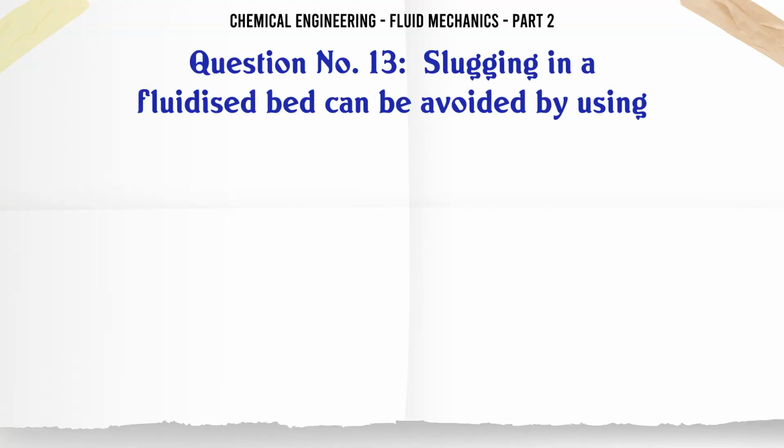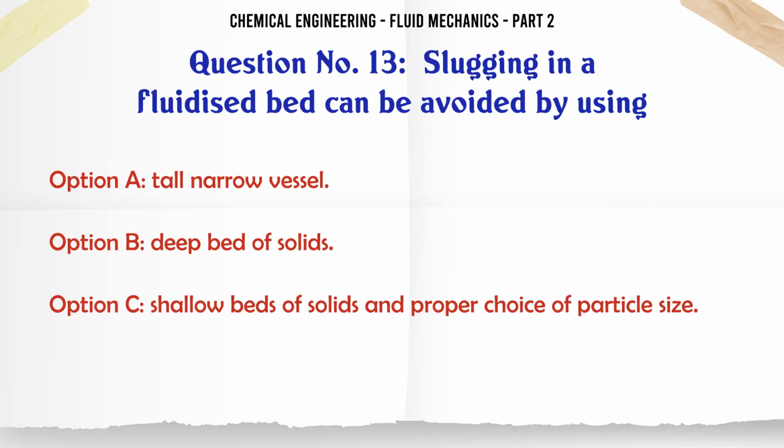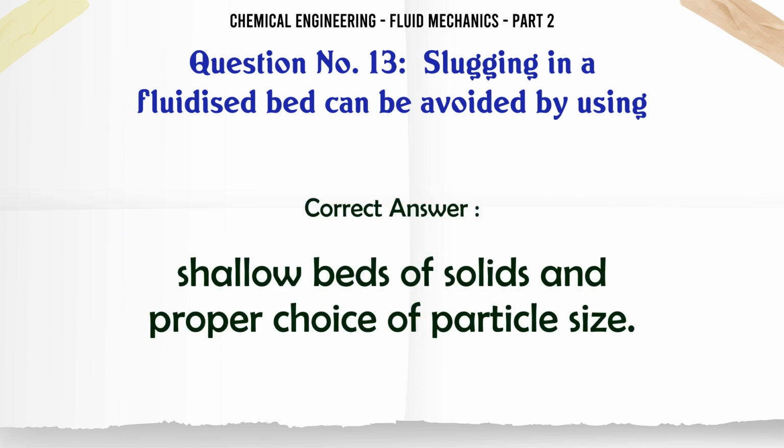Slugging in a fluidized bed can be avoided by using: A. Tall narrow vessel. B. Deep bed of solids. C. Shallow beds of solids and proper choice of particle size. D. Very large particles. The correct answer is shallow beds of solids and proper choice of particle size.